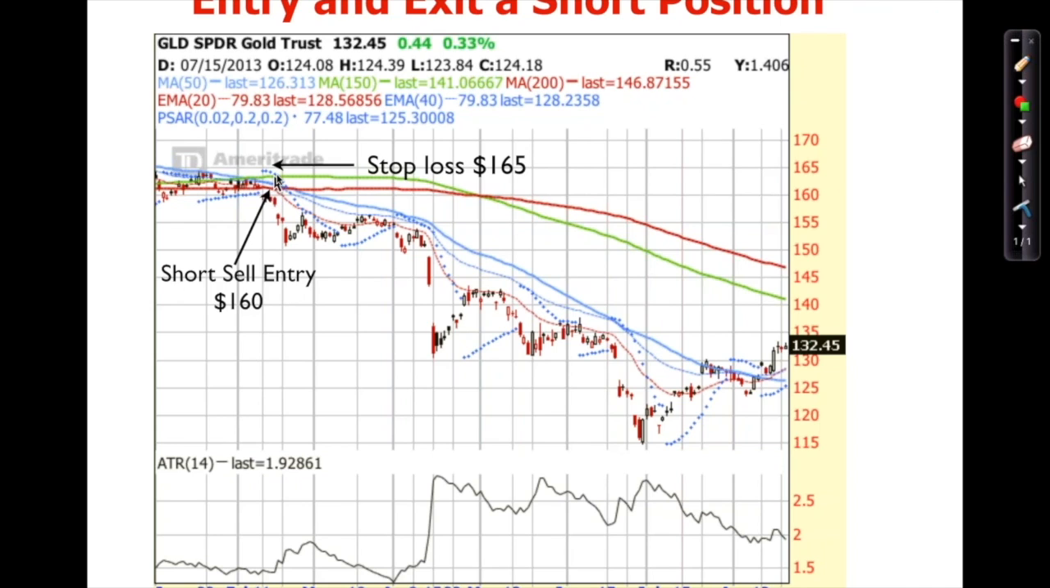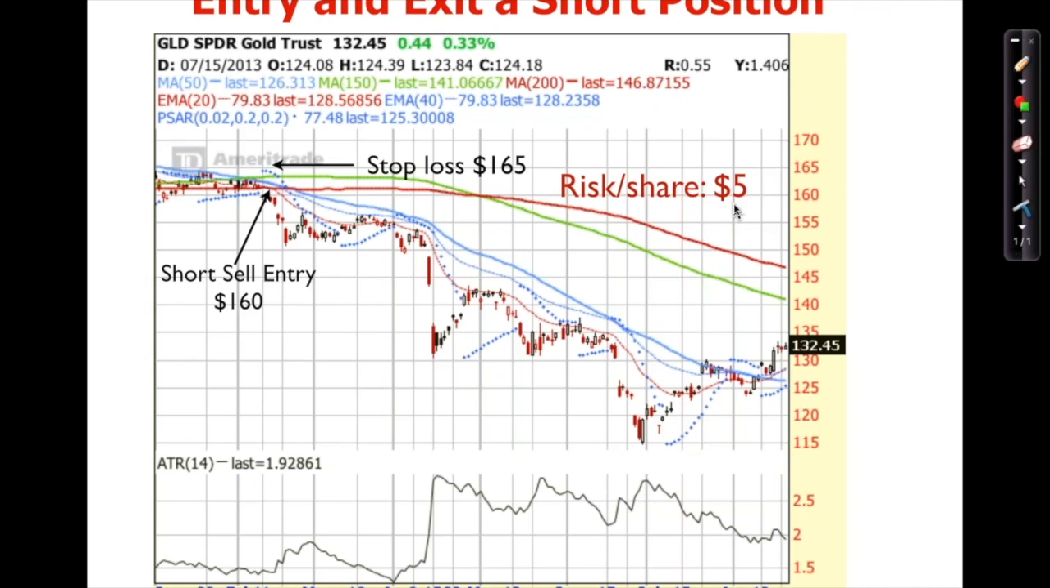In this case, we decide to put our stop loss at 165, which is just above all the moving averages, because these moving averages act as a resistance. So it is unlikely the price can go above the moving average. If it goes above the moving average, you've got to get out. So we put our stop loss at 165. What is our risk per share? Our risk per share would be 165 minus 160, so our risk per share is $5. Do you follow that? The worst that can happen is I will lose $5 per share if it goes up.